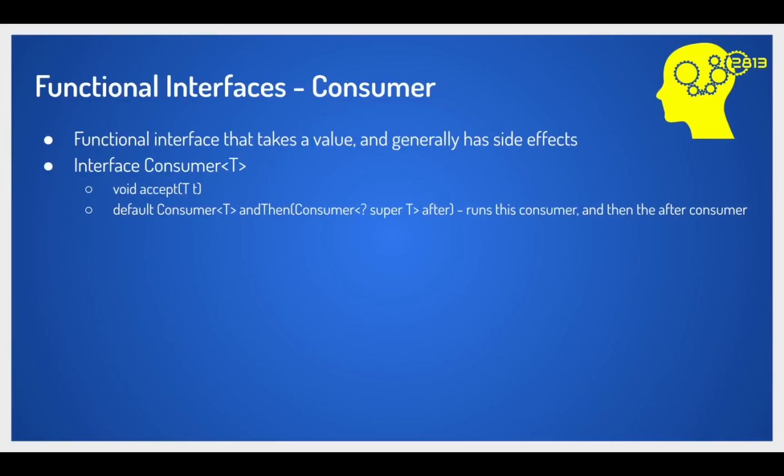First up, we've got Consumer. Consumer is just a functional interface that takes a value, and it usually has side effects. It is generic, and there's only one generic argument, and the one method that gets implemented is accept, which takes one value of the generic type. Having side effects means that it changes some kind of state. And then there's also a default method to run this consumer and then another one.